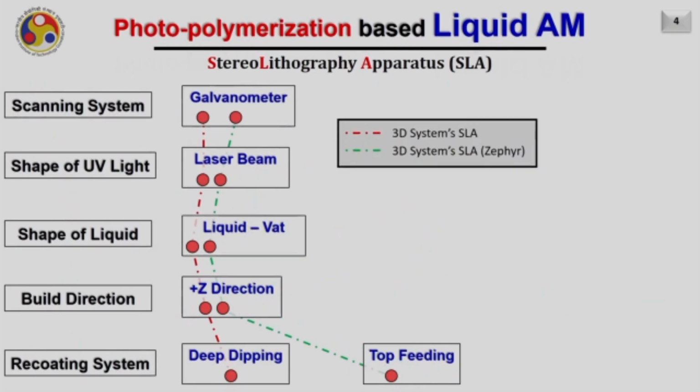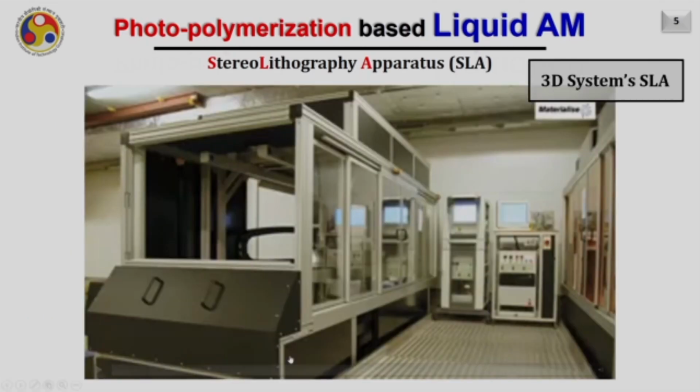So let me eliminate all the other processes from this slide, and now you can see very clearly the different levels of subcomponents available in this system, the stereolithography apparatus. This particular video will give us some idea of how this process works.